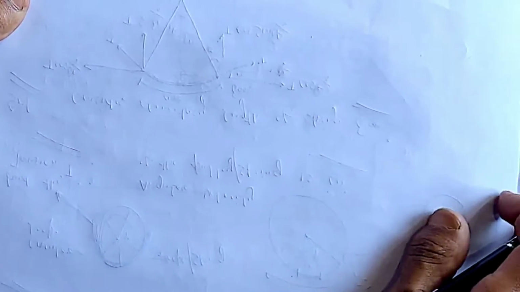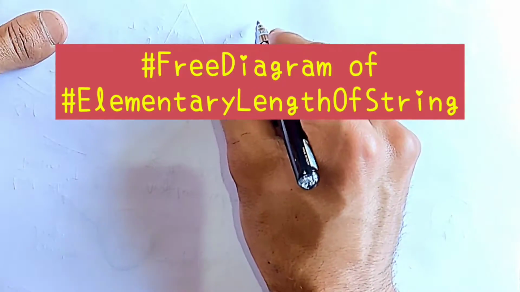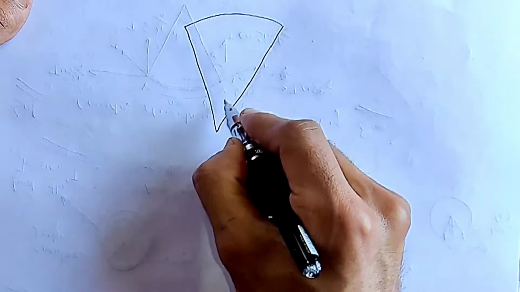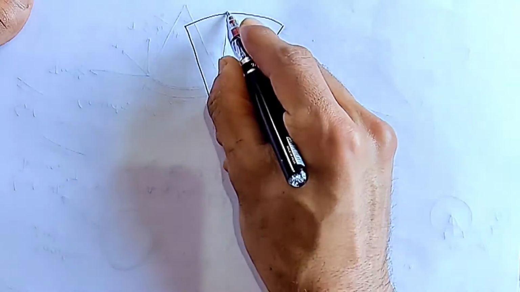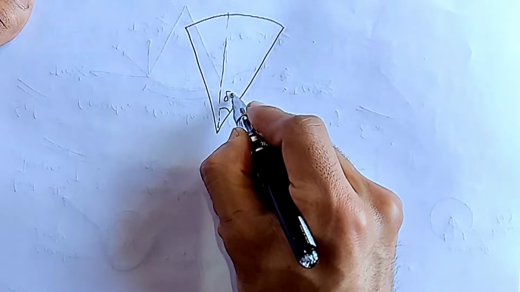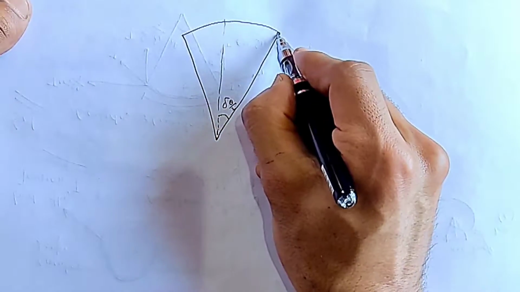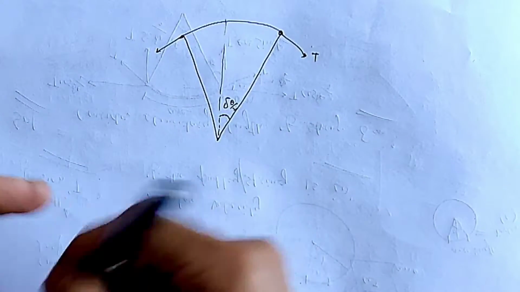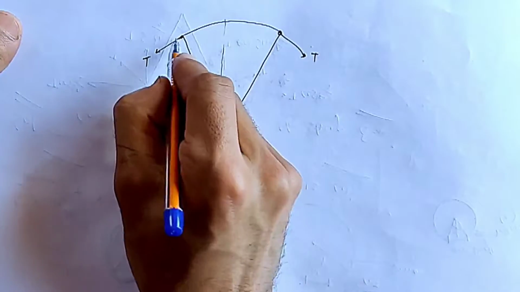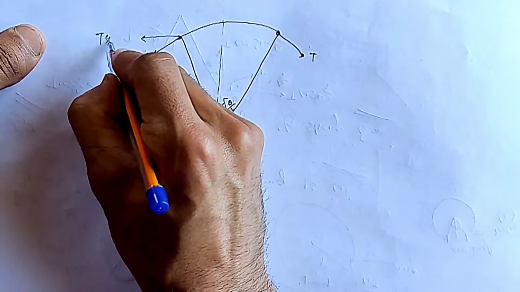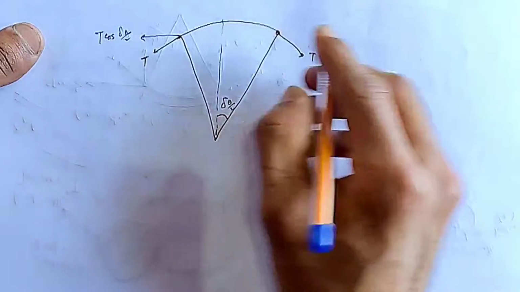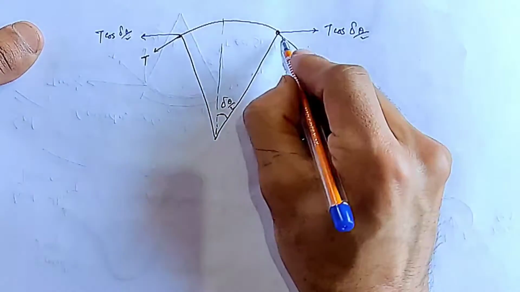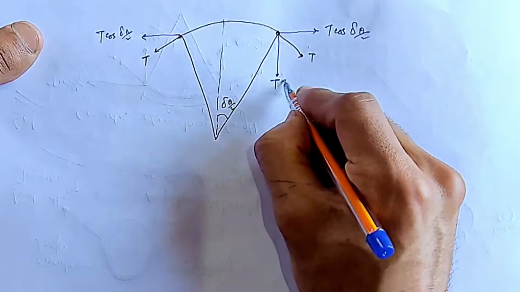So I will draw it again for convenience. This is the string, this is the half angle, delta theta by 2. This will be T, this will be T, and along this very component, this will be T cosine of delta theta by 2. This will be T cosine of delta theta by 2. And along this, it is the T sine component.